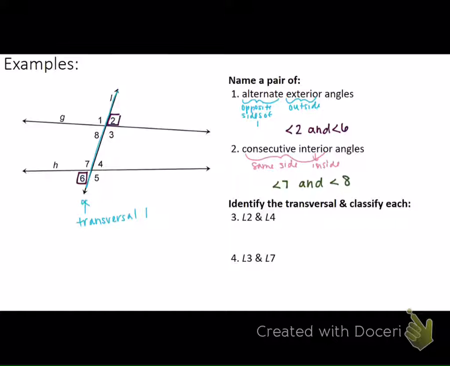Okay, so then it says identify the transversal and classify each. So 2 and 4, what do we know the transversal is for 2 and 4? Which line are they both touching? L. So do you see how this one's touching G and L, and this one's touching H and L, so they both share L? So that's how you know that's the transversal. It's the one they're both touching. So it's transversal L.